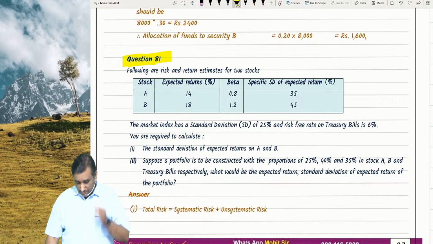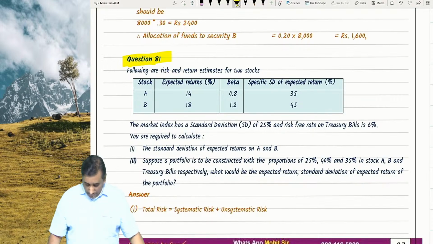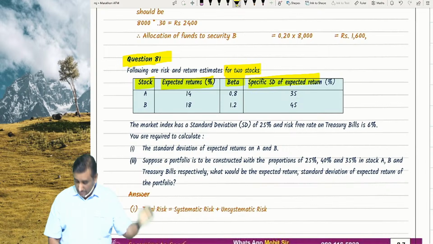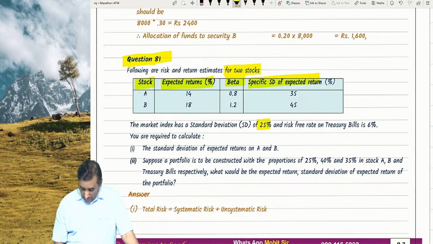Try question number 81. I'll just read it out with you. Following are the risk and return estimates for two stocks. For stocks A and B, you have expected returns of 14% and 18%, betas of 0.8 and 1.2, and specific standard deviations of 35 and 45. The market index has a standard deviation of 25. The risk-free Treasury bill rate is 6%. Specific standard deviation is nothing but unsystematic risk.